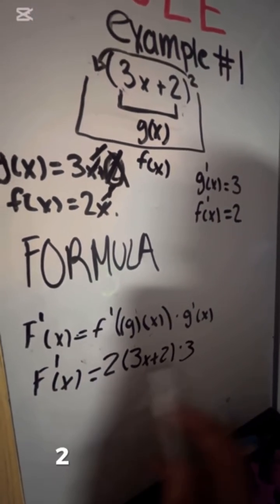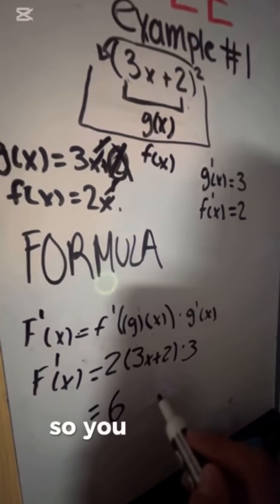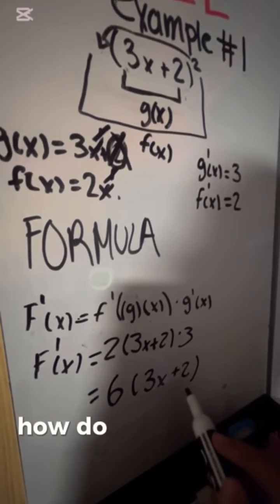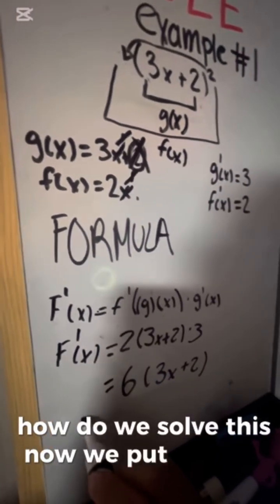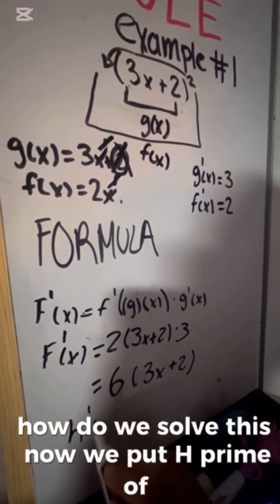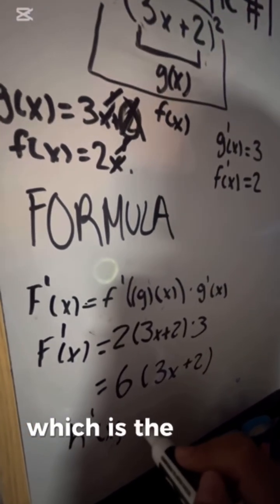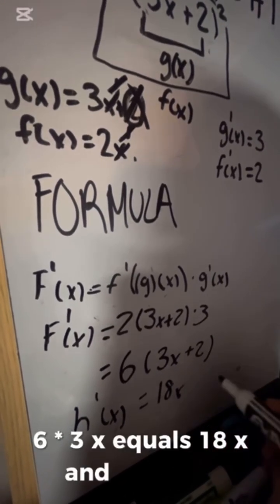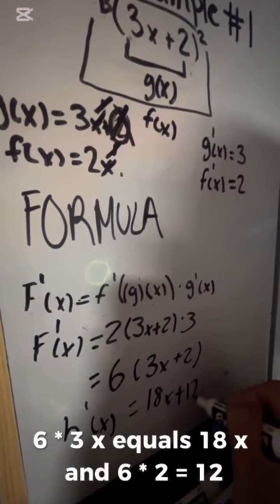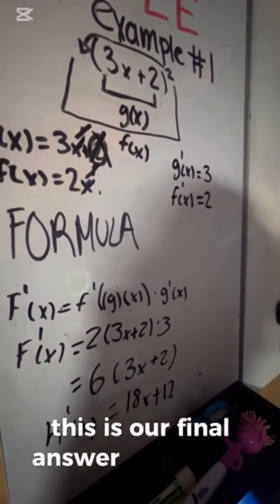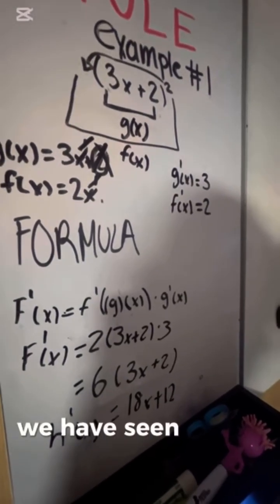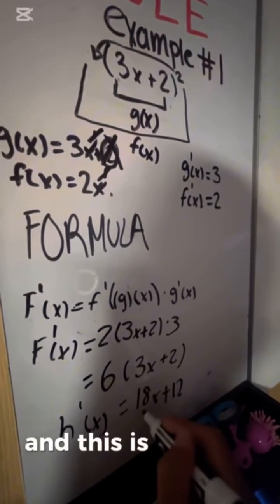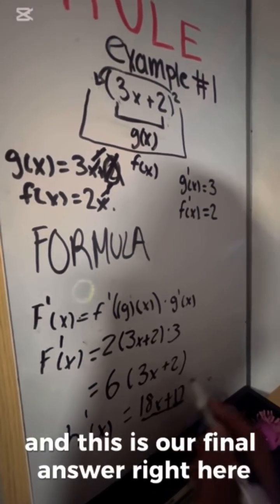Now let's simplify this. 2 times 3 equals 6. So you have 6 outside times 3x plus 2. How do we solve this now? We put h prime of x, which will be our final answer. 6 times 3x equals 18x, and 6 times 2 equals 12. This is our final answer, and in the example above, we have seen how to use the chain rule step by step, and this is our final answer right here.